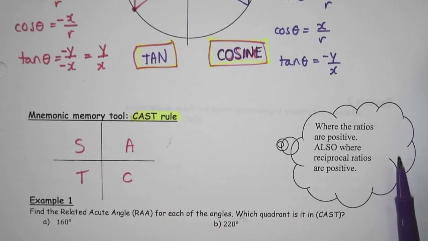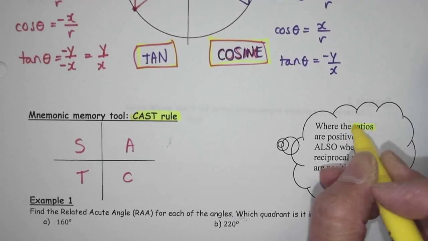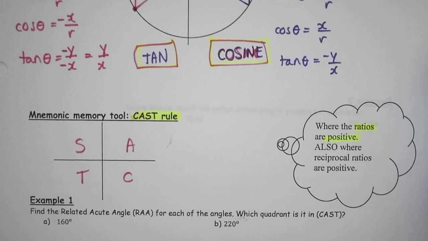They call it the CAST rule. C for cosine is positive. A for all of them are positive. S for sine is positive. And T for tan is positive. So it's the CAST rule. We're going to use that a lot. So this is where the ratios are positive.